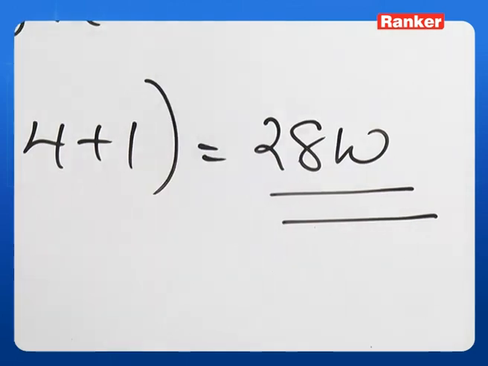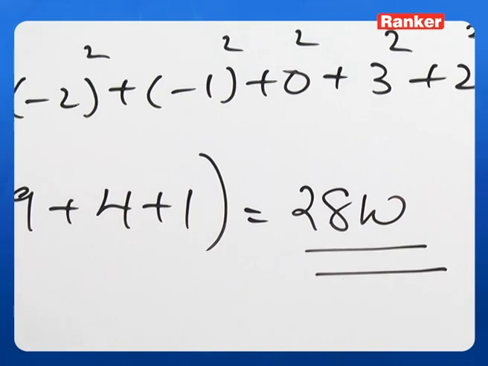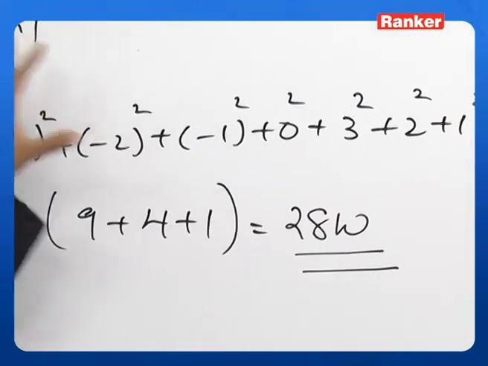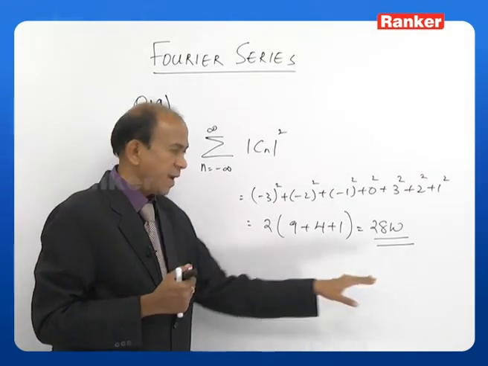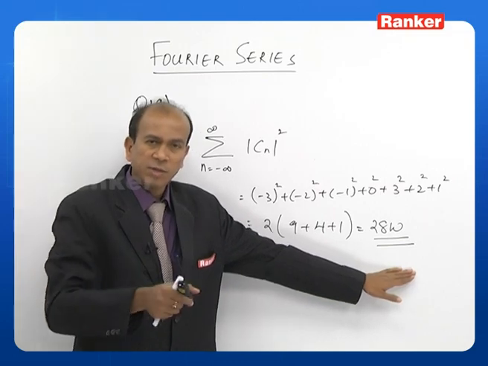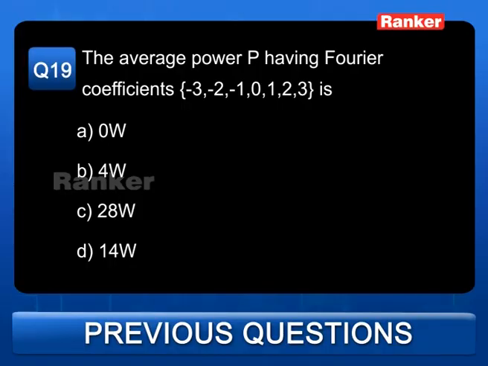So, the total power of the given Fourier coefficients, that is the summation of the squares, is 28 watts. If you look at the choices given, it happens to be the answer C. Okay, this is how we have to calculate the average power.